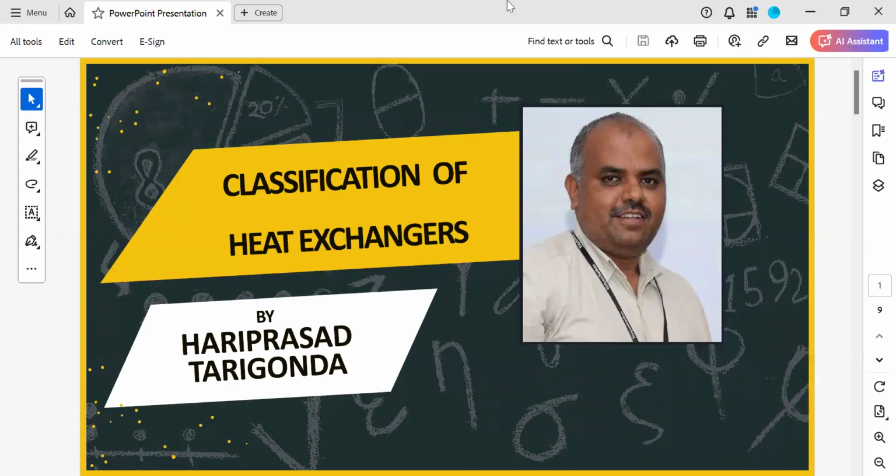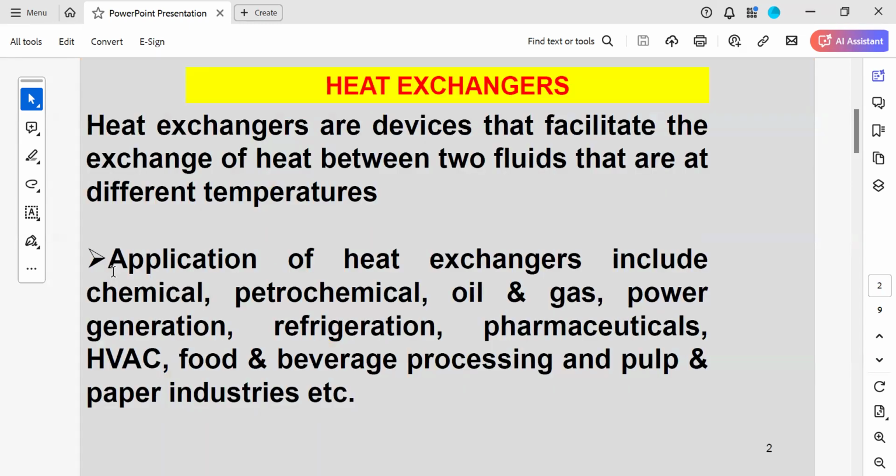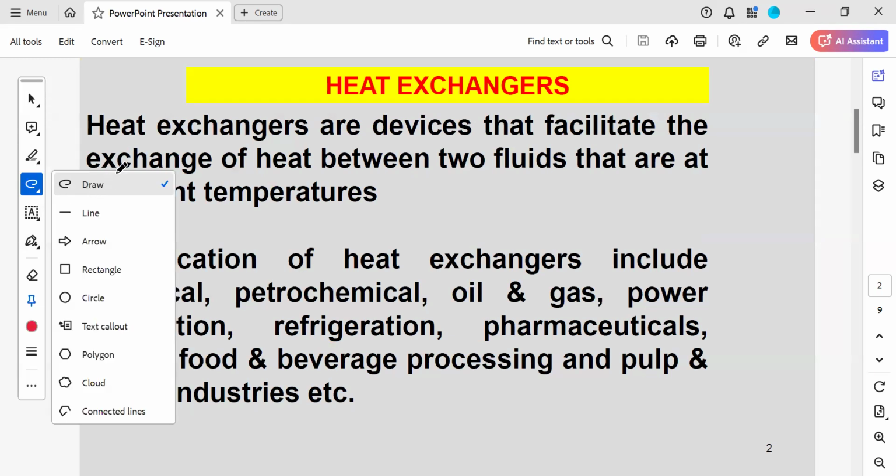Hi, good morning. Today we will see classification of heat exchangers. Let us go to the definition of heat exchanger first. So, what is a heat exchanger? Heat exchangers are devices that facilitate the exchange of heat between two fluids that are at different temperatures. So, we can say that a heat exchanger is a device.